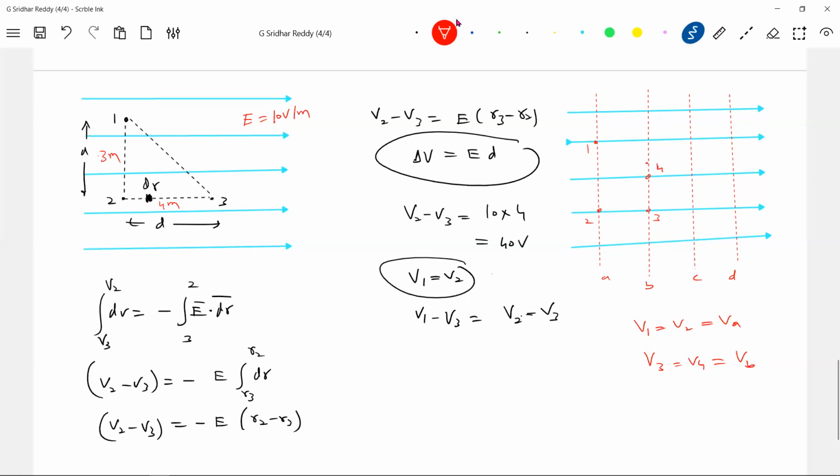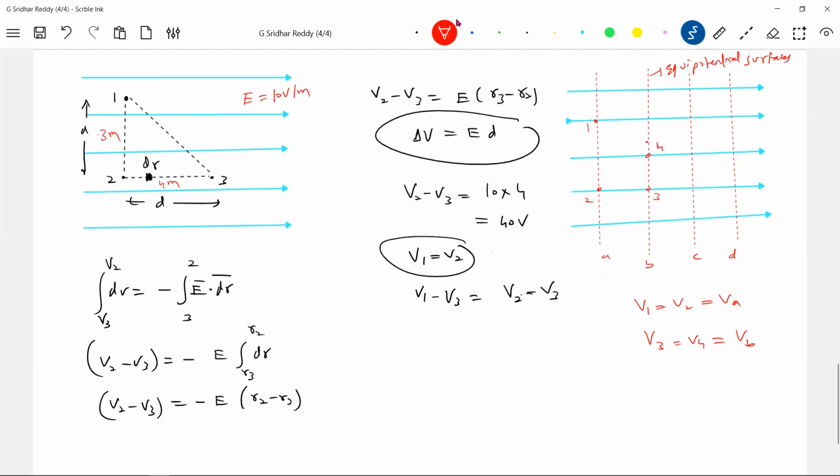So what are these red color dotted lines? Equipotential surfaces. How should the equipotential surfaces be? The E bar should always be directed normal to the equipotential surface. I think this we have concluded in the previous class. Once again, I'm reminding you here. Able to understand now?